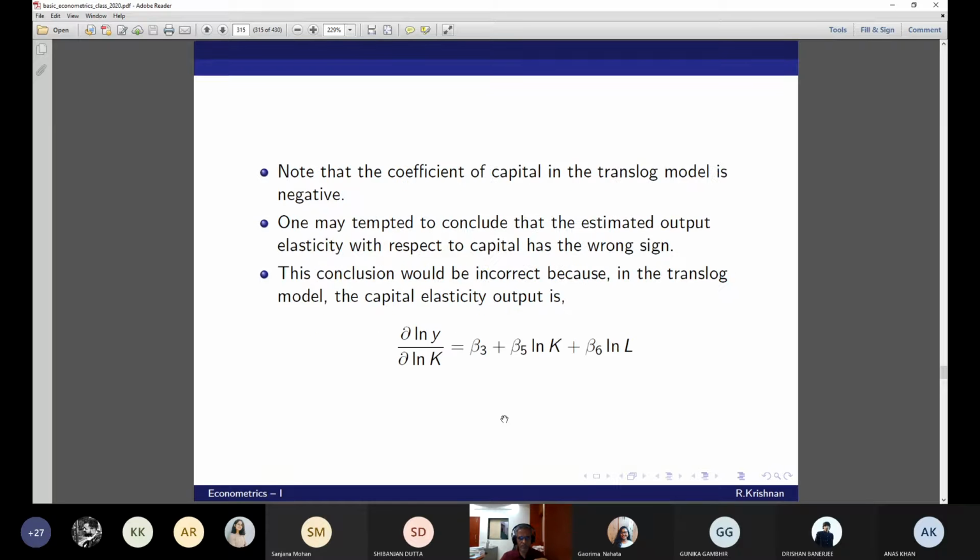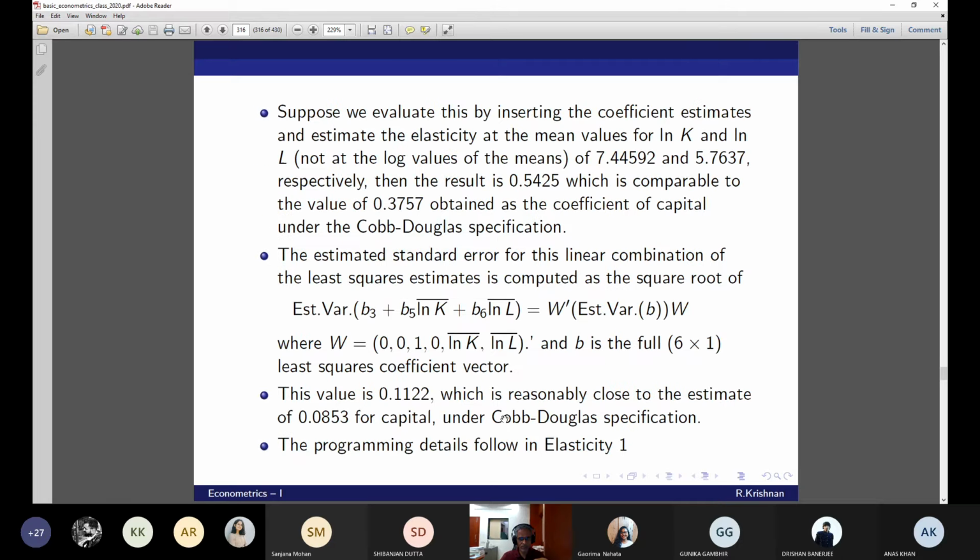Okay, this is it. Now these are some of the examples. Here elasticity is always estimated at the mean point. It does not mean that you cannot evaluate at any other point. You can simply evaluate the elasticity at any point of your choice. This is the advantage of flexible functional forms.